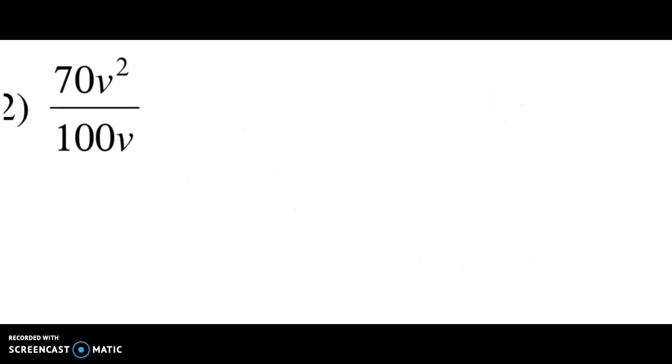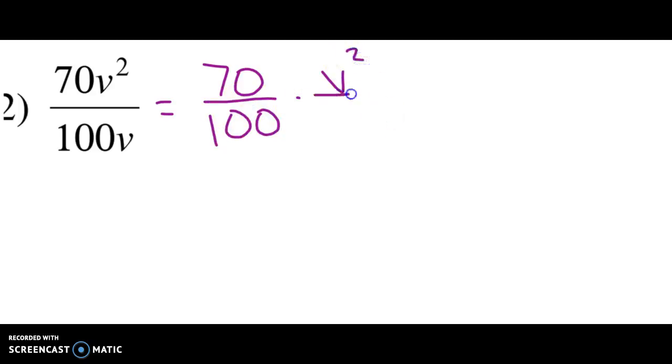All right, 70 v squared over 100. Now, let's do the same thing. 70 over 100, multiplied by v squared over v. Now you're going to do both parts, so try this on your own. 70 over 100 is not going to come out to a nice easy number. If we divide everything by 10, we get 7 over 10. And then we have v squared over v to the first.